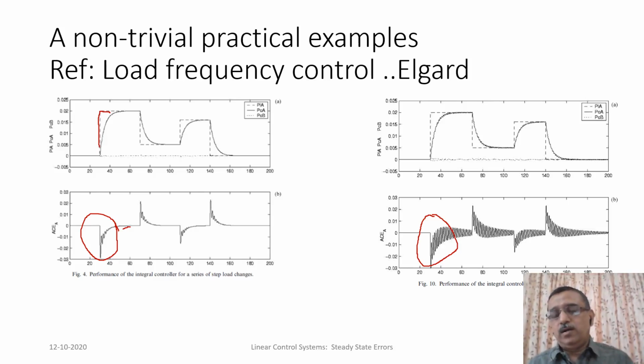People want an ammeter, a weighing machine, a power system, a rocket, an aircraft, everything should have good transient performance and good steady state performance. So I'll stop here.